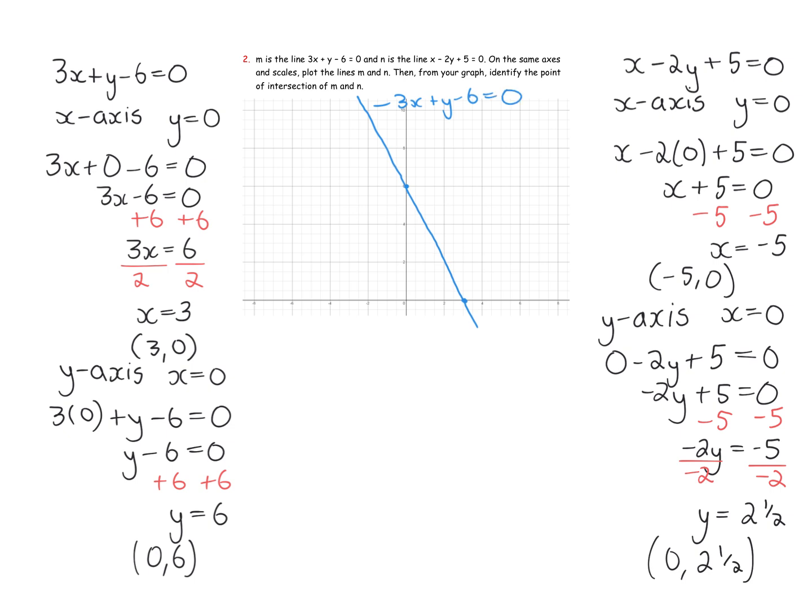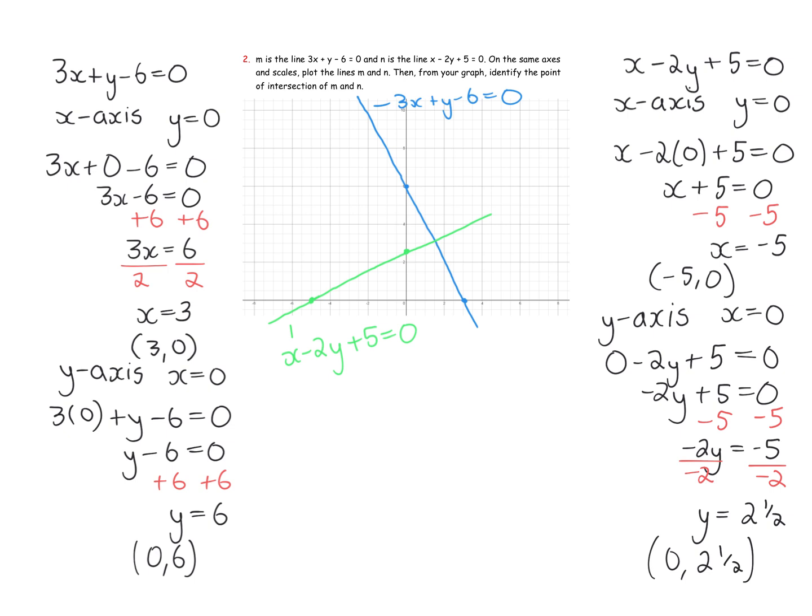Then I'm going to plot the line x minus 2y plus 5 is equal to 0. So we have the point (-5, 0) and (0, 2.5). So that point will be here. Joining them together, we get this line here. And this is the line x minus 2y plus 5 is equal to 0.